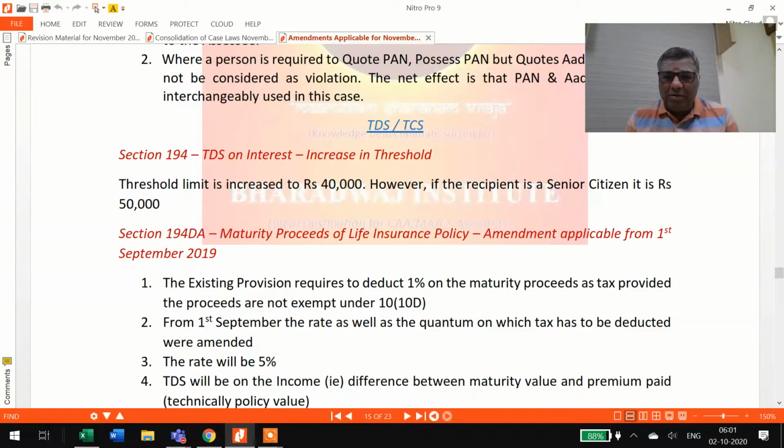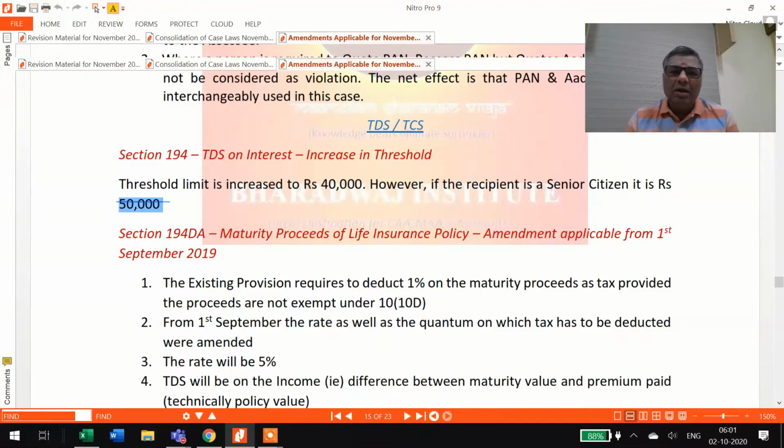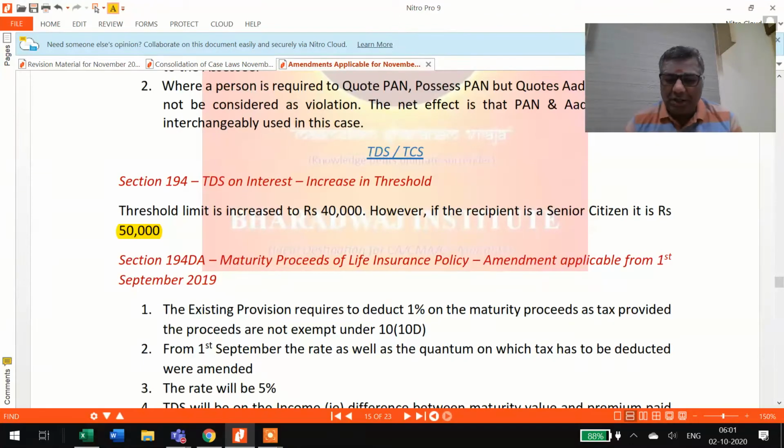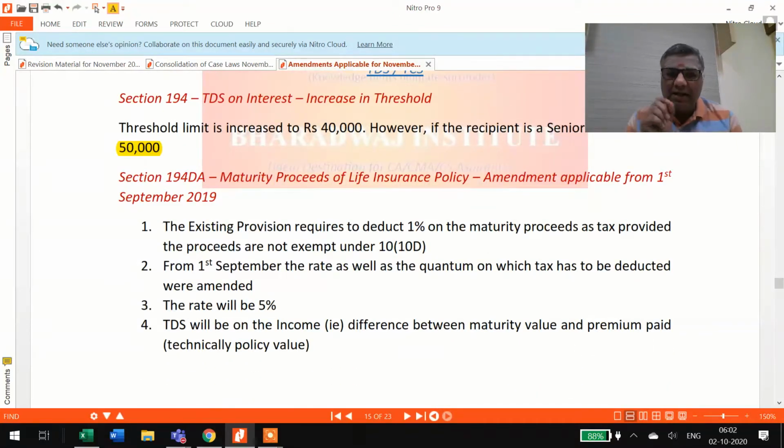With regard to interest, the threshold limit from 10,000 is increased to 40,000. However, if the recipient is a senior citizen, it is always 50,000. If the recipient is a senior citizen, okay, the threshold limit is 50,000. Otherwise the threshold limit is increased from 10,000 to 40,000.